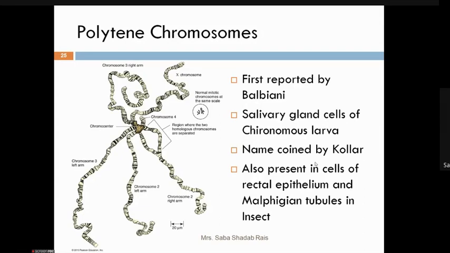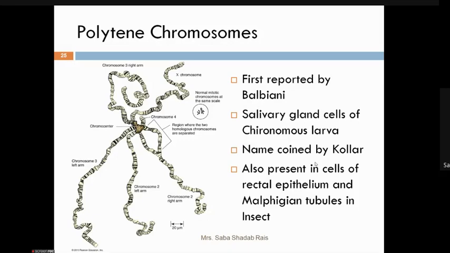So Balbiani, when he was studying the salivary gland of the Chironomus larva, found it. But most of the studies show it was first found in the salivary gland of Drosophila. Actually, Balbiani did not give the name. The name Polytene chromosome was given by Collar, another scientist, who was also studying the salivary gland of Drosophila.